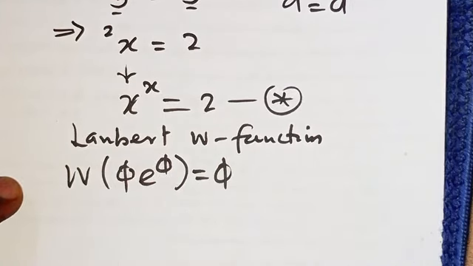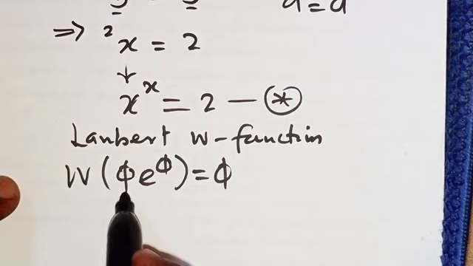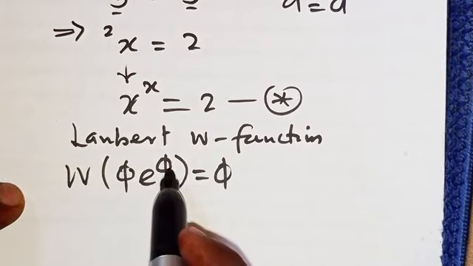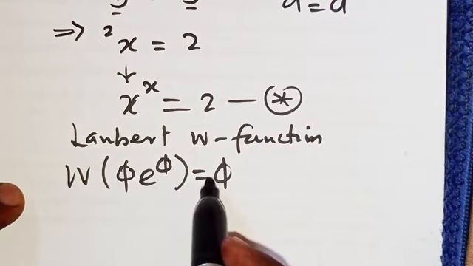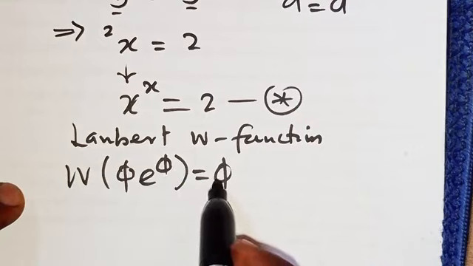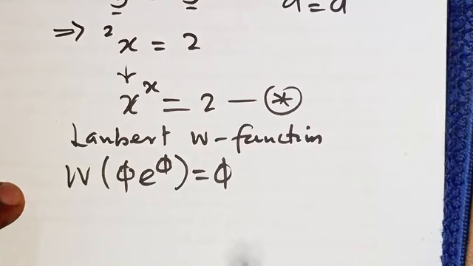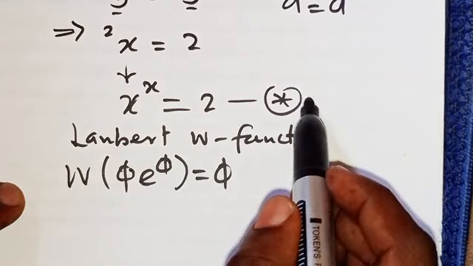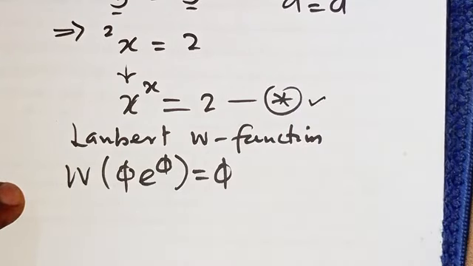That is, if you have any number that serves as the coefficient of e, it must also be the power of e, and you must have that number. That is what the Lambert W function states. So we are going to write this equation, equation star, in this form.